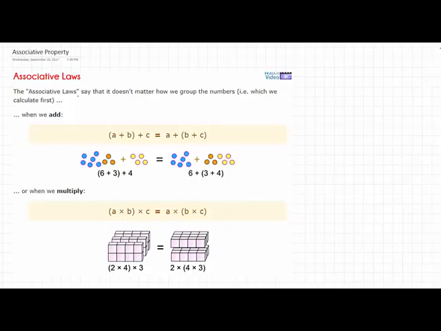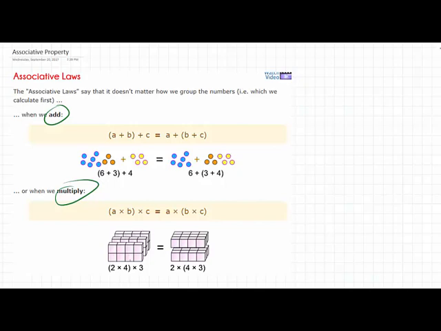Okay. For the associative property, I copied something I found online. It says associative laws, but it's really the same thing. It says that it doesn't matter how we group numbers or which we calculate first, when we add or when we multiply. So you can say the quantity 6 plus 3 plus 4 is the same as 6 plus the quantity 3 plus 4. At the end of the day, they're both 13.